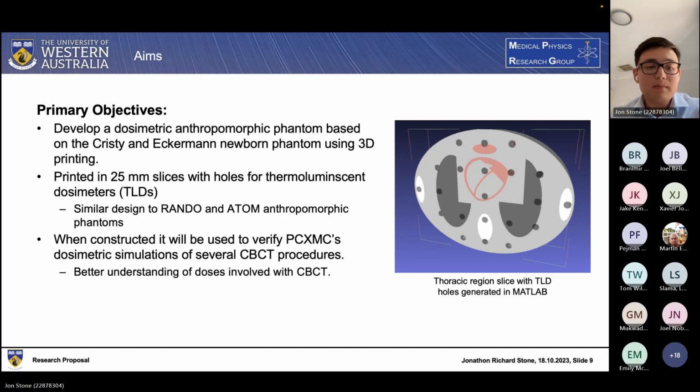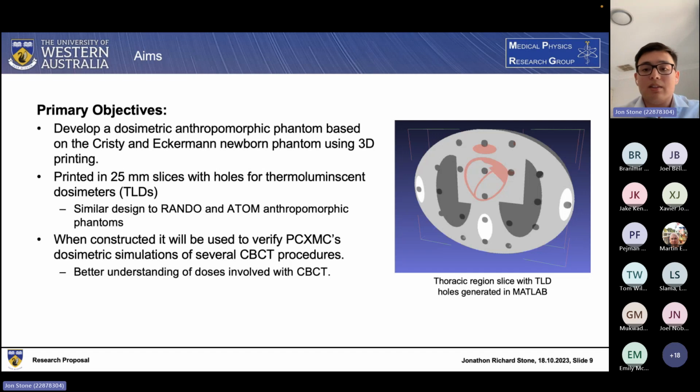When constructed, the phantom will be used to verify PCXMC's dosimetric simulations of a number of different cone beam CT procedures. That way we can have a better understanding of the doses involved with cone beam CT. And if PCXMC is indeed validated, then we can, like I said before, improve those workflows and allow for easier dose verification of other cone beam CT procedures.